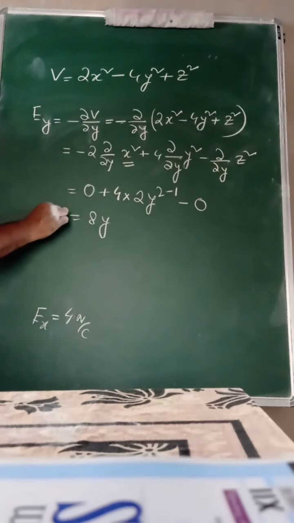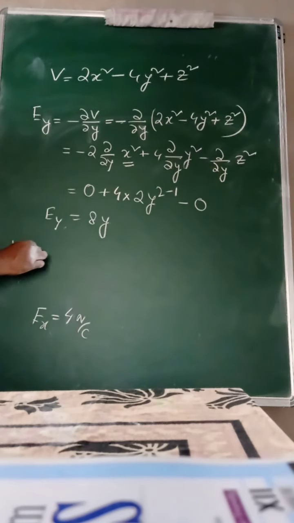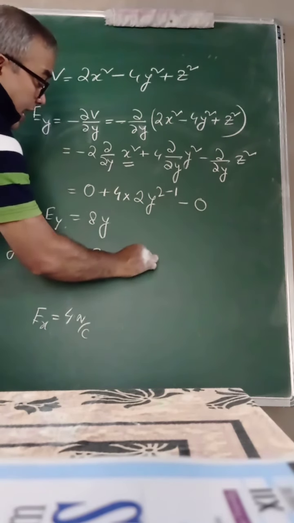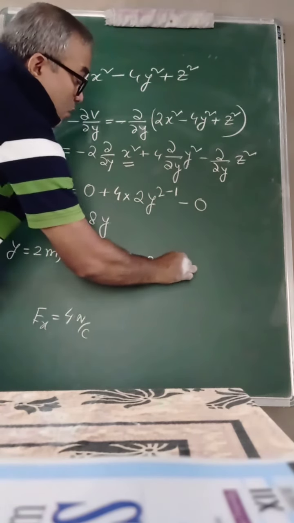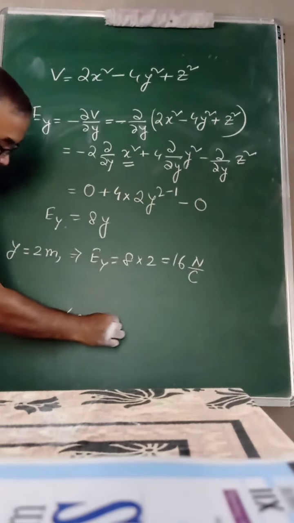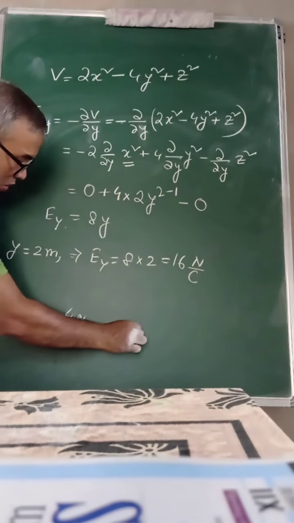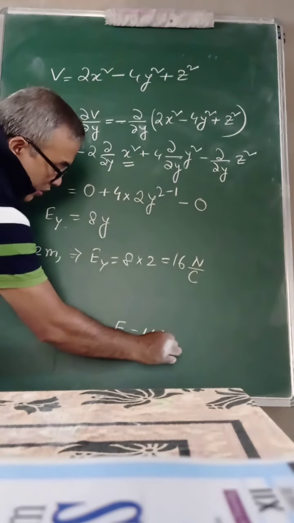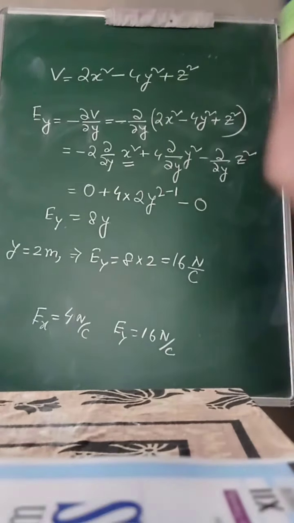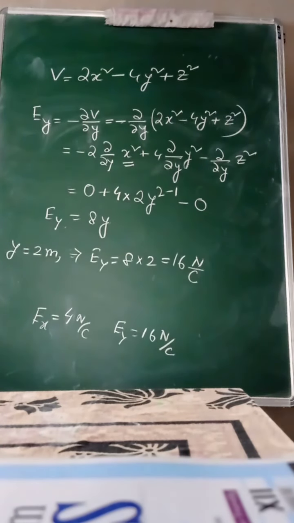So Ey is equal to 8y. What is the value of the y coordinate? Y coordinate is 2 meter. Therefore, the value of Ey is equal to 8 into 2, which is 16 Newton per coulomb. So Ey is found to be 16 Newton per coulomb. Have you got it?